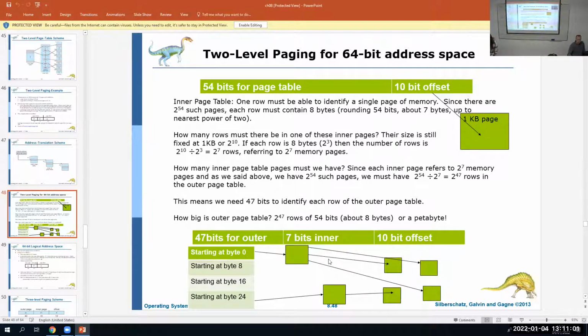10-bit offset, 7 bits for the inner table, 47 bits for the outer table. This is an example, and how I came to it is explained in this slide. The first stage is to say, if I have a 10-bit offset for a 1 kilobyte page, then obviously you have 10 bits for it, and that leaves me 54 bits if it's a 64-bit address. Then I work out how big the inner table is, how many bits for it, and all the other bits go to the outer table. This is exactly what we did last class on the slide.